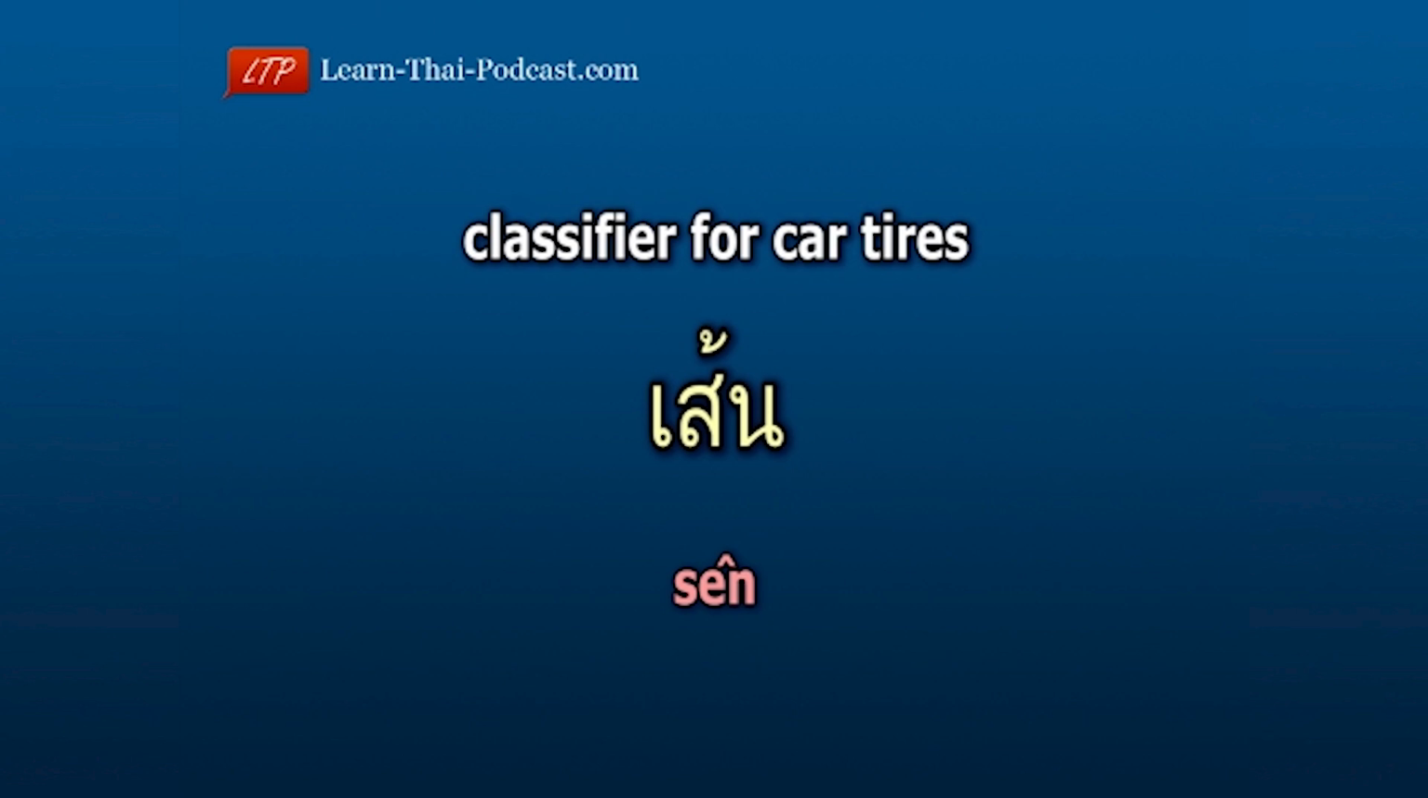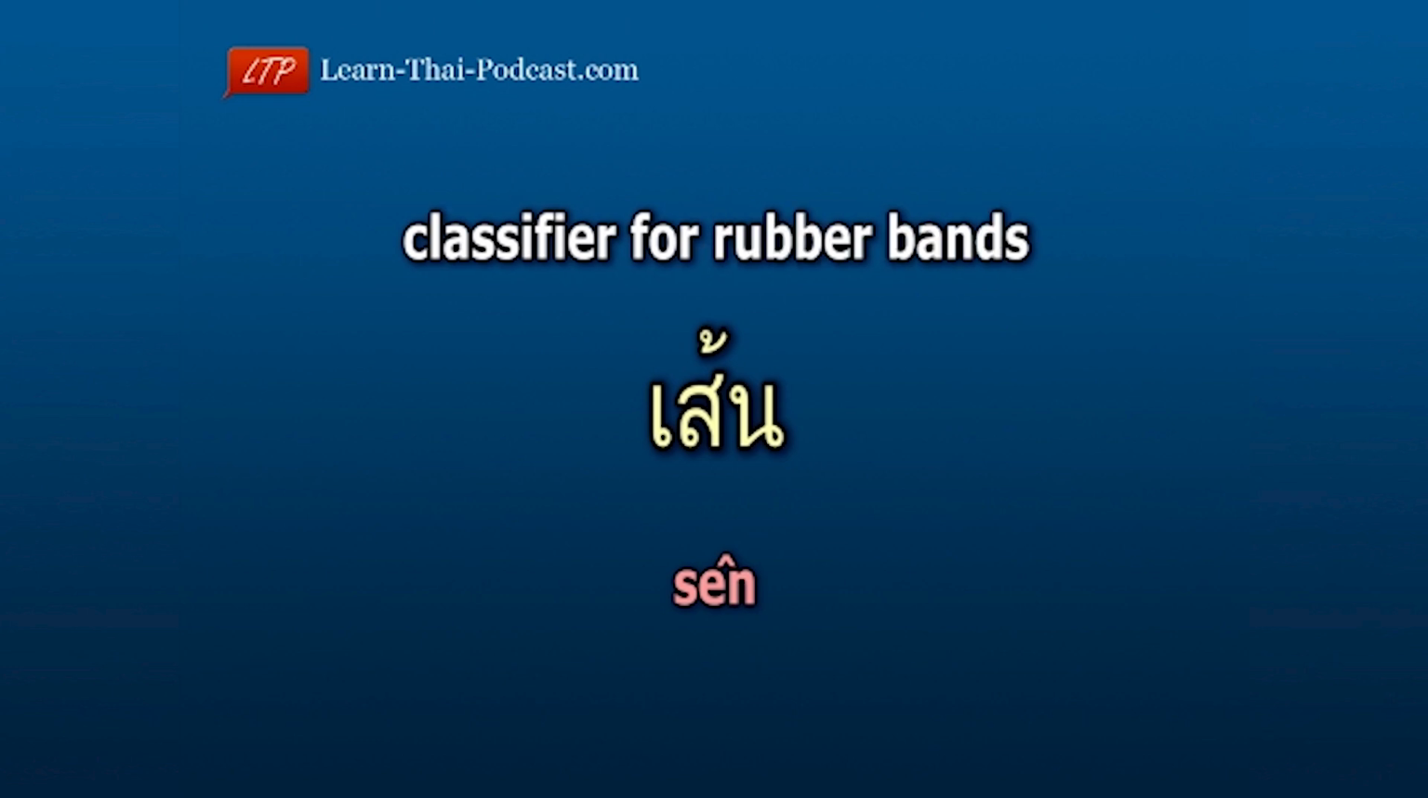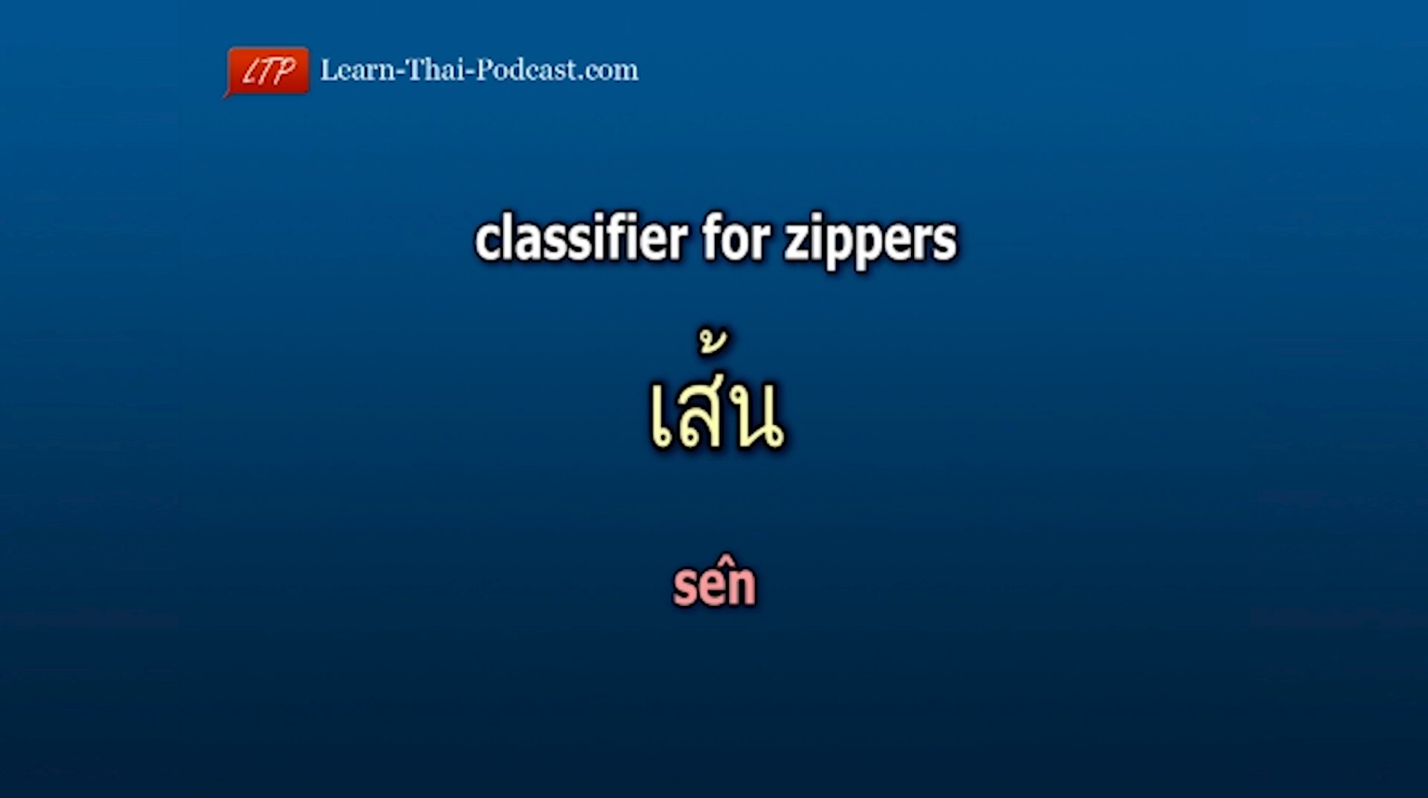Classifier for car tires, เส้น. Classifier for rubber bands, เส้น. Classifier for dotted lines, เส้น. Classifier for zippers, เส้น. Classifier for chains, เส้น. Classifier for neckties, เส้น.